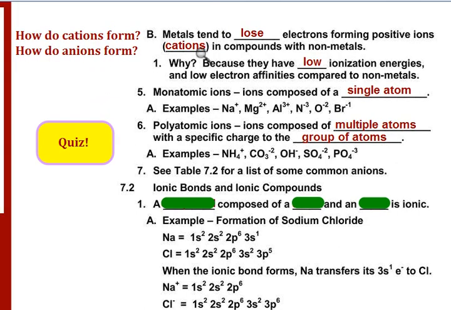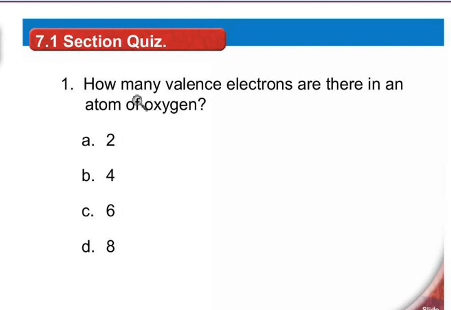Now, once we've finished this, and we've finished 6.1, we are going to go to our section 7.1 quiz right now. Okay, and the first question is, how many valence electrons are there in an atom of oxygen? Wait for a minute. So what did you find? How many valence electrons are there in an atom of oxygen?